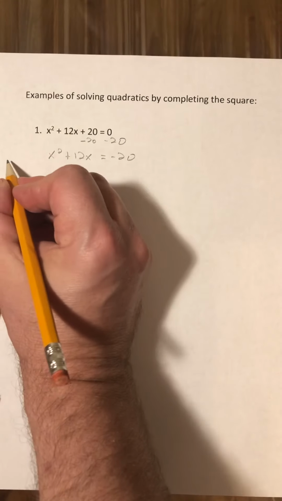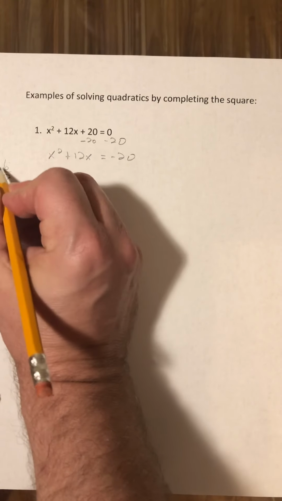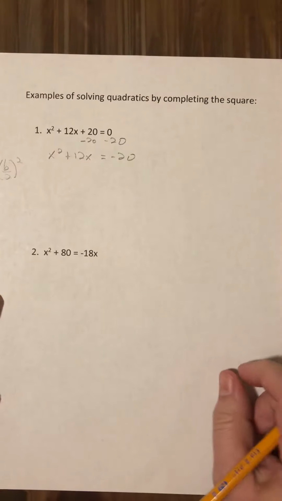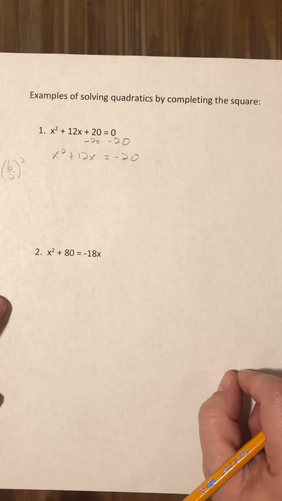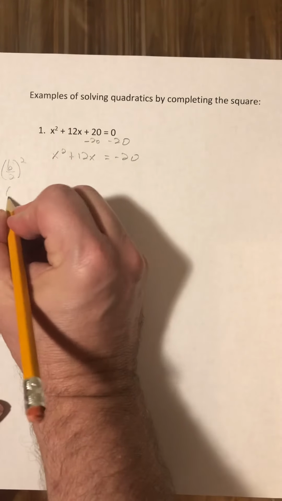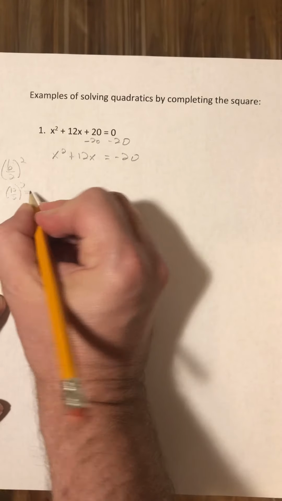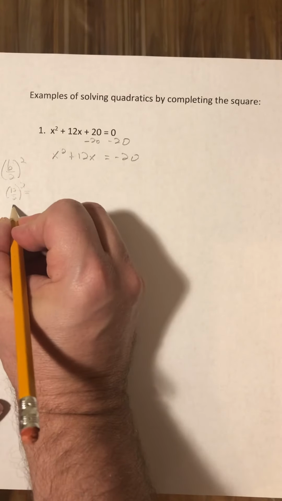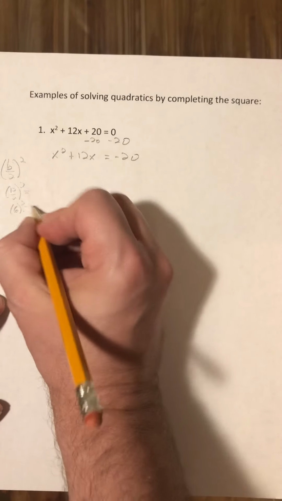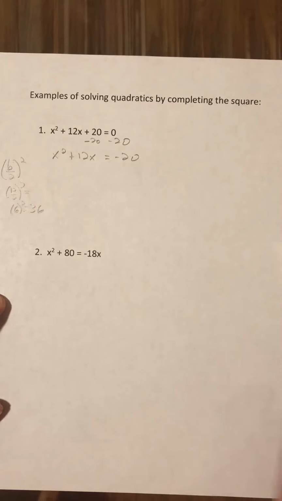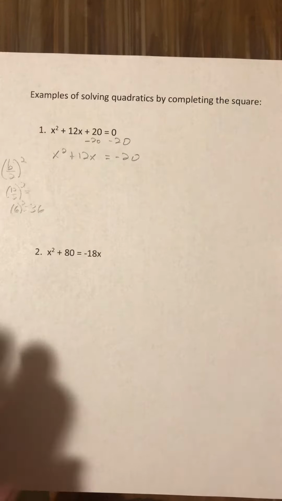So I'm going to take that b term, and I'm going to divide it by 2, and I'm going to square it. In this case, my b term is 12. So I'm going to take 12, divide it by 2, and square it. Okay? Well, 12 divided by 2 is 6, and I'm going to square that, and that gives me 36. So that's the term that completes my square.